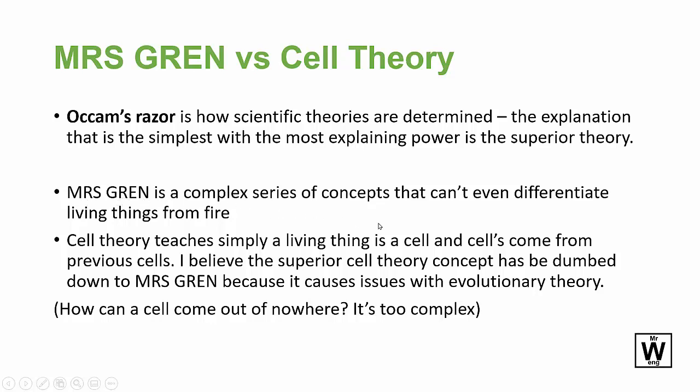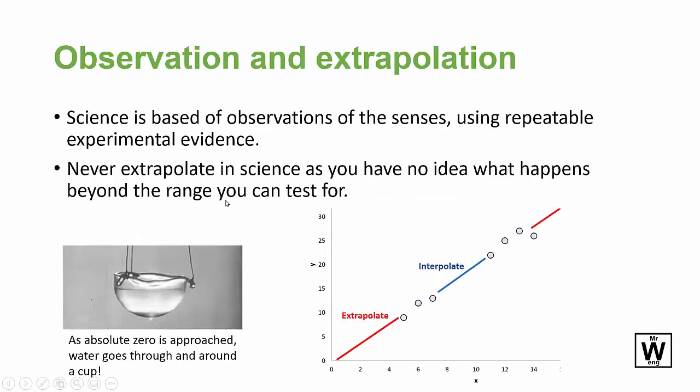Is it a cell or is it not? And so that is a regression in science. Another one that's really quite concerning is the extrapolation and lack of evidence that evolution encourages.